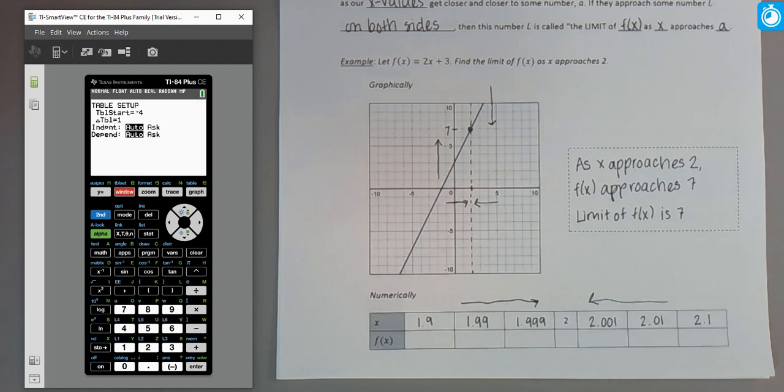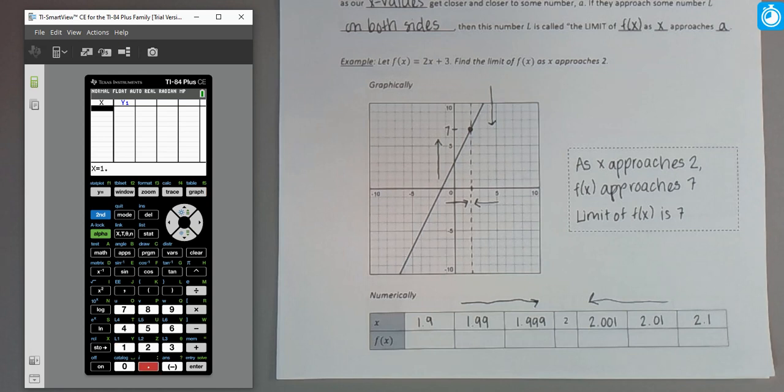What we want to do is change from independent to ask. So I'm going to scroll down. Auto is highlighted now. I'm going to highlight ask and I'm going to press enter. Now let's go back into the table. So second and graph takes us back into the table, and notice it's empty. That's not a problem. The reason it's empty is because now it's set up to allow us to type in our own chosen x values and then see what happens with those specific x values in terms of corresponding y values.